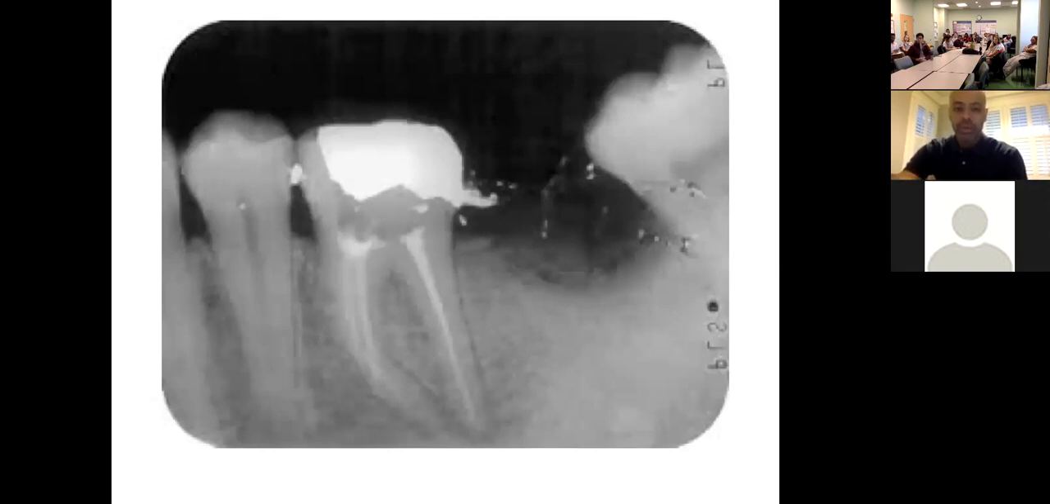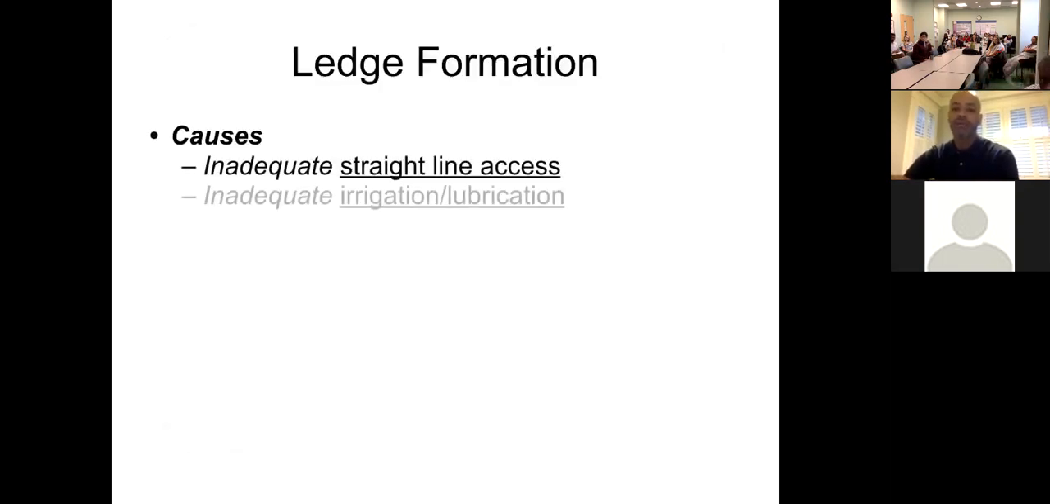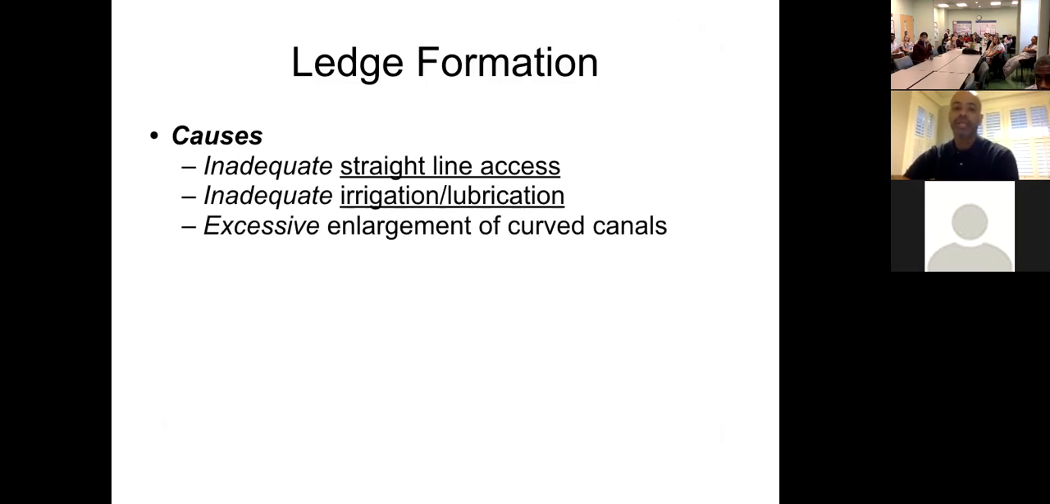This one looks a little blurry. I'm sorry for that image, but as you can see, maybe you've done a root canal and it came out like this, and you're wondering, man, why did my cone go all the way down to the apex? I did everything right, but it's like I'm hitting a wall. And usually that's because of a ledge formation. And what caused that? These are the reasons that you most likely had a ledge formation.